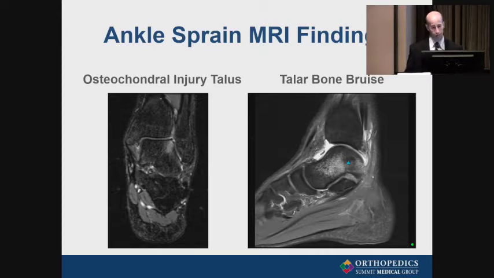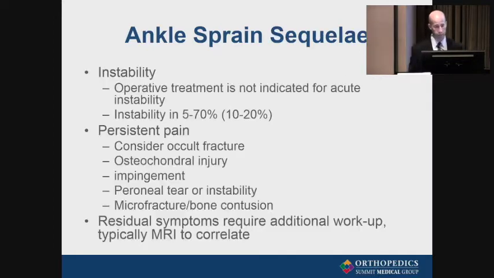So here's an osteochondral lesion of the talus and some bone contusion injury with a lot of edema in the talus. And those injuries can last up to 6 months or sometimes even longer, can be very discouraging for an athletic patient. Instability can be treated with surgery.